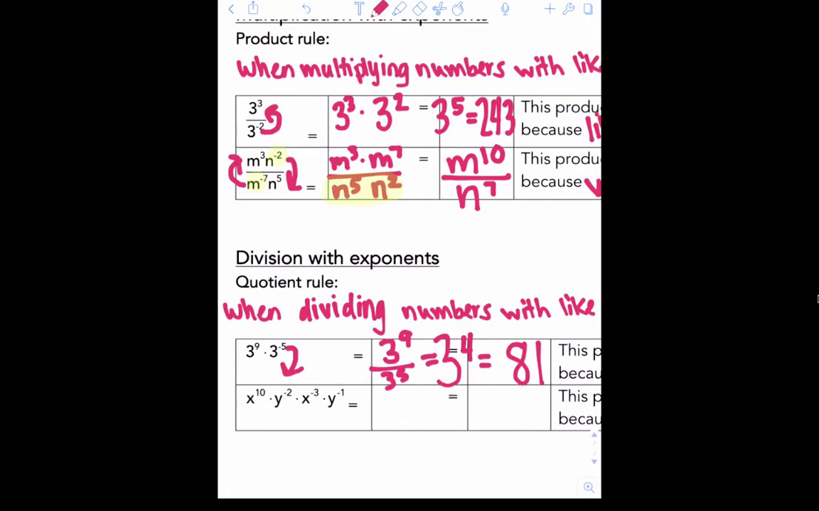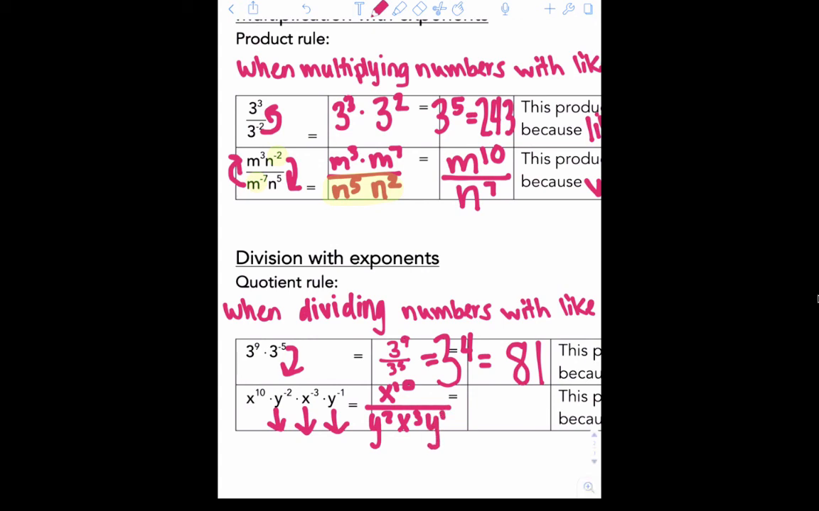We have x to the 10th, y to the negative 2nd, x to the negative 3rd, y to the negative 1st. The first thing I want to do is move all of my variables with negative exponents down to the denominator. So that one's moving down, that's moving down, and that's moving down. So when I rewrite this, x to the 10th is the only thing left in that numerator, and everything else is in the denominator. Y to the positive 2nd, x to the positive 3rd, and y to the positive 1st.